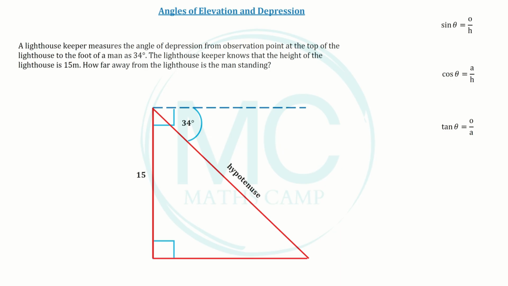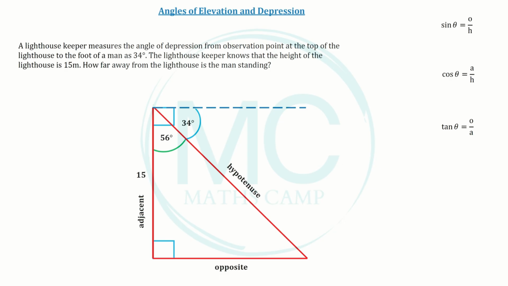So if we take 90 degrees and subtract the angle of depression, it will leave us with the internal angle at the top of the triangle. So we can say 90 minus the angle of depression, 34 degrees, and we get 56 degrees. Now we can draw our internal angle into the top of the triangle. Let's make it green. And we can fill in 56 degrees. Now we have an angle to work with, which means that this is now our opposite side, and this is our adjacent side. We need to find the distance between the bottom of the lighthouse and the man.